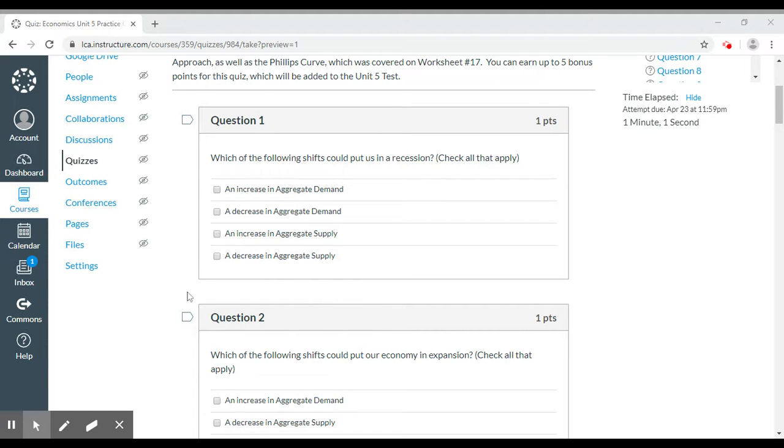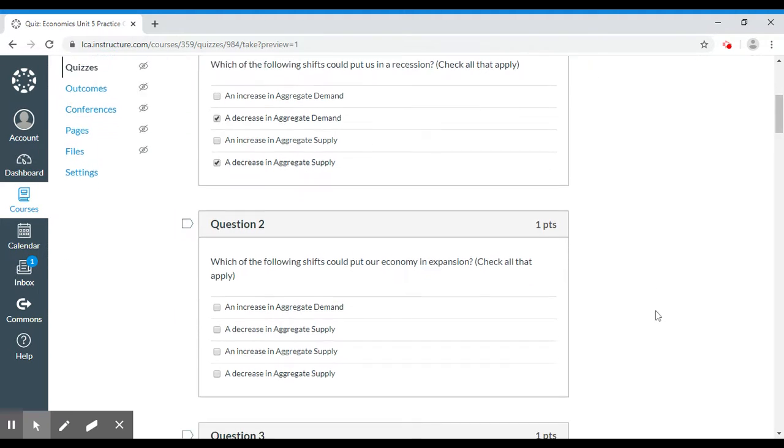So, number one. Which of the following shifts could put us in recession? The answer here is both a decrease in aggregate demand and a decrease in aggregate supply. The way you got to look at it, if you're thinking about the graph, remember GDP is on the x-axis, or the horizontal axis. If either of those curves shifts to the left, that shifts GDP to the left and makes it decrease. GDP decreasing is a recession.